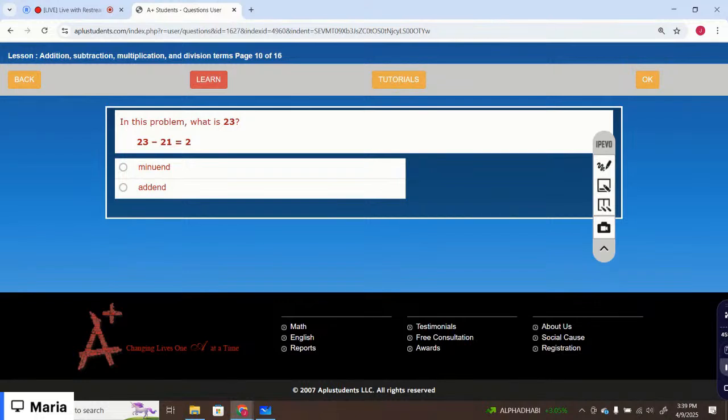In this problem, what is 23? 23 is the minuend. Option number 1 is the correct option.